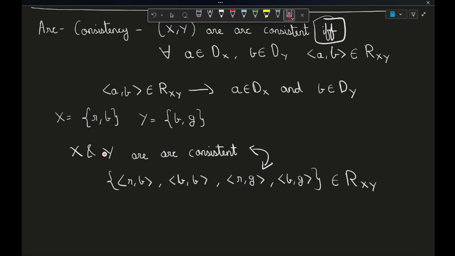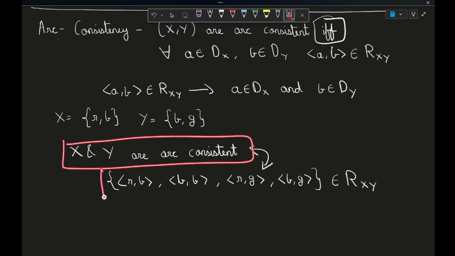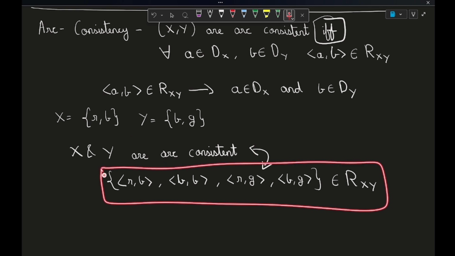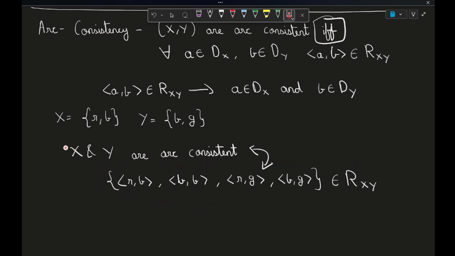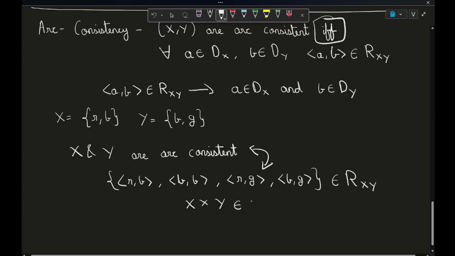Got it. So it means that if X and Y are consistent, then this should be true. And if we know that this is true, then X and Y should be arc consistent. That's it. And Sujay, are we just doing this itself? Is this exactly what we are doing, Sujay?